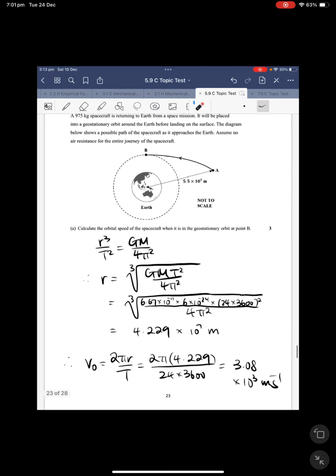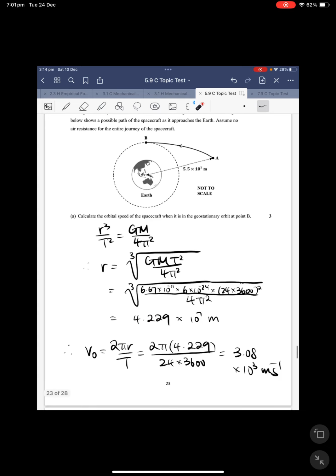Now, similar to the question we did a few questions before, first we use Kepler's third law to find the orbital radius of the spacecraft when it's in a geostationary orbit, keeping in mind that the period of a geostationary orbit is just the number of seconds in a day. Working that out, we get that the orbital radius is 4.229 times 10^7 meters. Then we can substitute that into our formula for the orbital speed, 2πr/T, and we should get 3.08 times 10^3 meters per second.